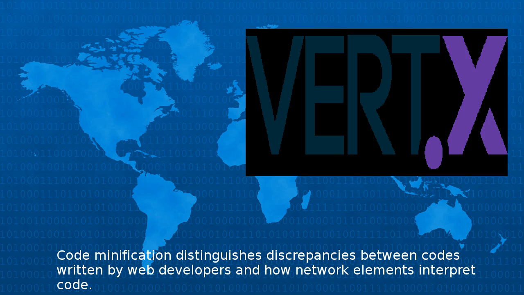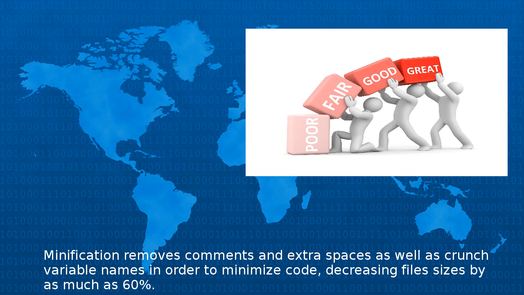Code minification distinguishes discrepancies between codes written by web developers and how network elements interpret code. Minification removes comments and extra spaces as well as crunches variable names in order to minimize code, decreasing file sizes by as much as 60%.